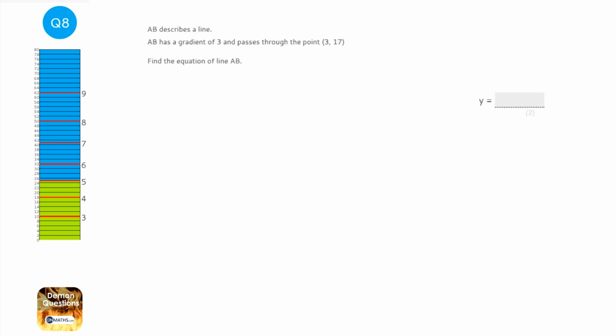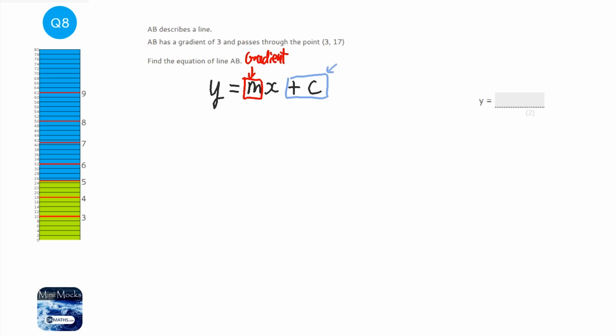So to answer this question, we need to be really familiar with the formula y equals mx plus c. Now y and x will constantly change, but m is what we call the gradient, and c, or plus c, is what we call the y-intercept.